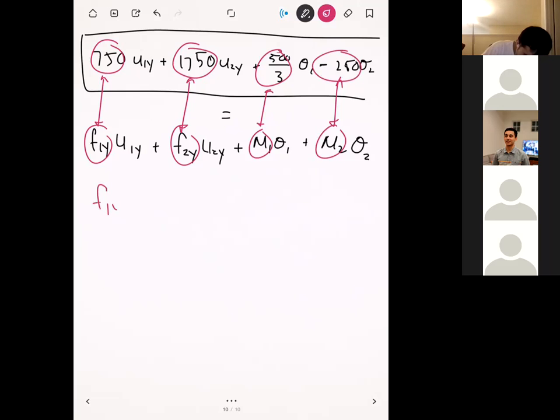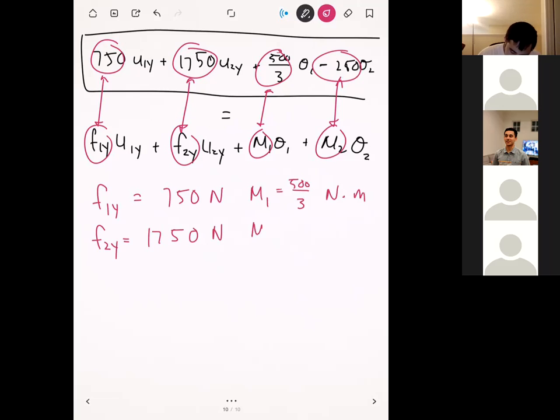We basically have F1y is equal to 750 newtons. F2y is equal to 1750 newtons. M1 is equal to 500 over 3 newton meters. And M2 in this case is going to be a minus 250 newton meters.